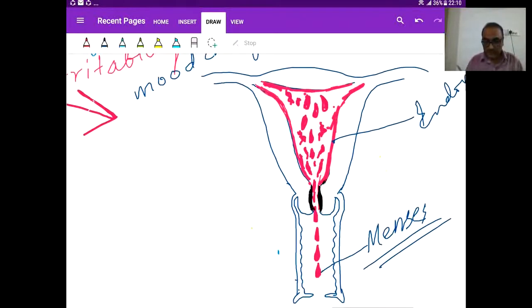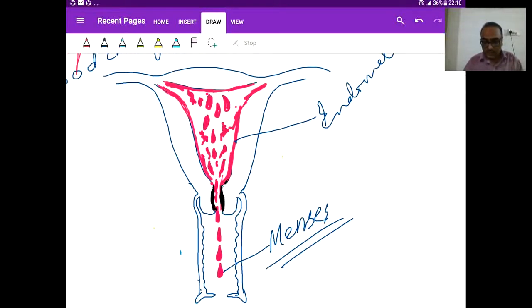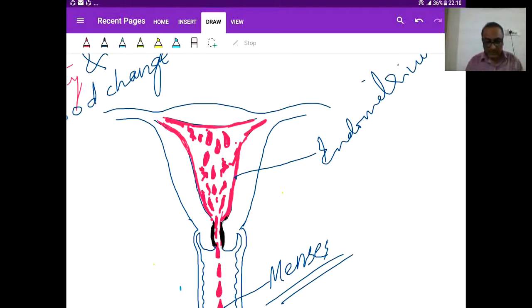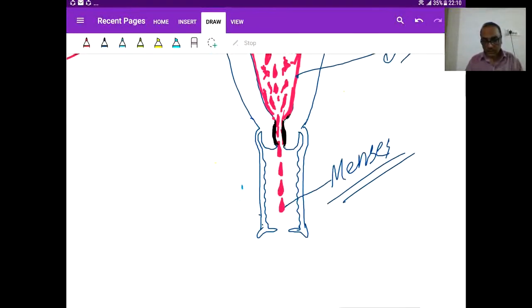Now look at this. What has happened? The endometrial lining is broken and blood vessels are destroyed. So we see here that the broken endometrium and blood leaves out through the vagina, that is menses. Okay, that's how menstruation is taking place.